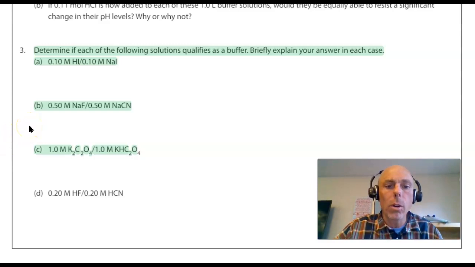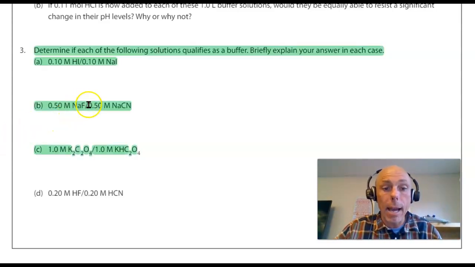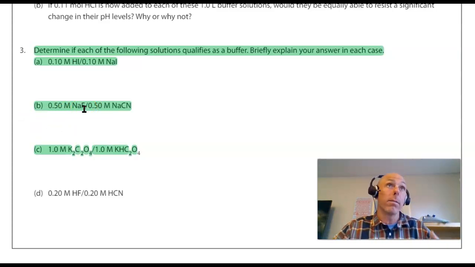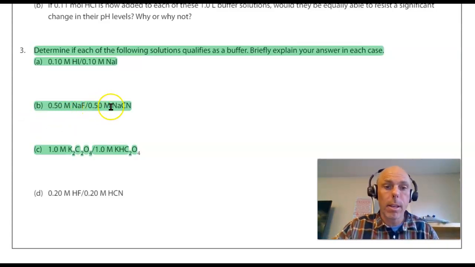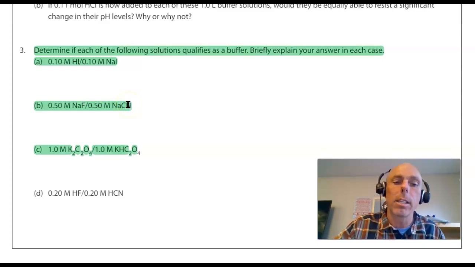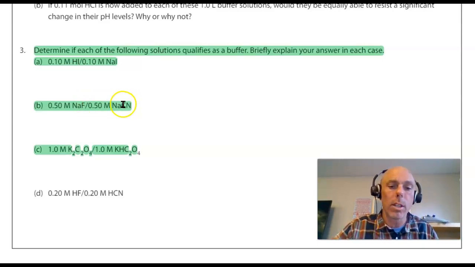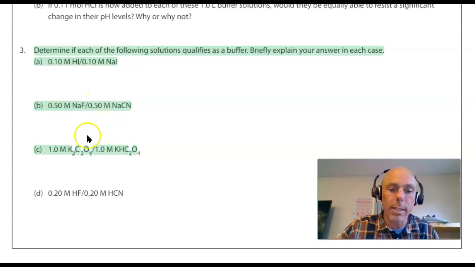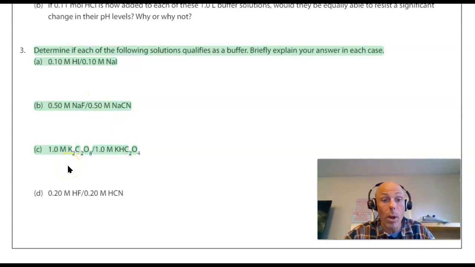B also won't work. NaF will dissociate into sodium ions and F- ions. F- ions function as a weak base. NaCN will dissociate. Same thing, CN- ions also function as a weak base. So these are both weak bases, won't work as a buffer. C, though, will work.